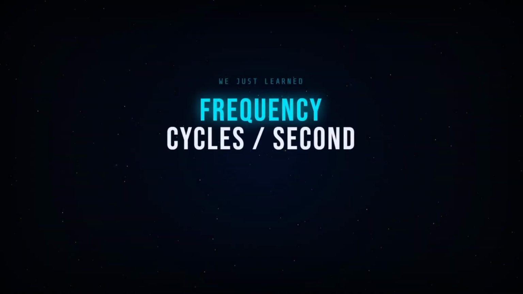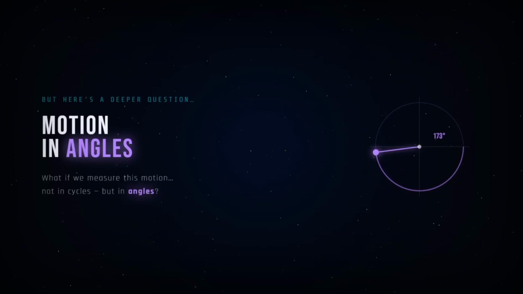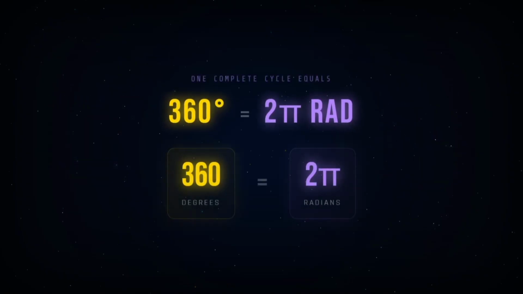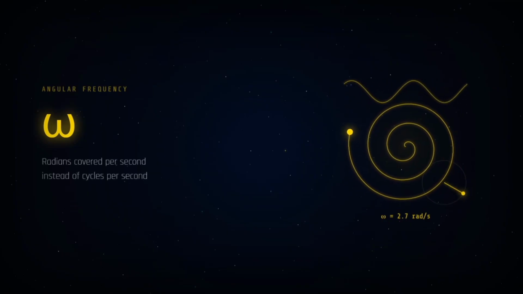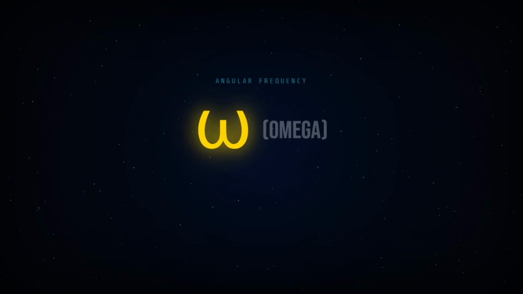So, we just learned that frequency tells us how many cycles happen every second. But here's a deeper question. What if we measure this motion not in cycles, but in angles? Because remember, one complete cycle of a wave is not just a loop. It's actually a full rotation of 360 degrees, or 2 pi radians. So instead of counting cycles per second, we can count how many radians per second the wave is covering. And that is called angular frequency. It's denoted by omega, and it tells us how fast the wave is moving in terms of angle.